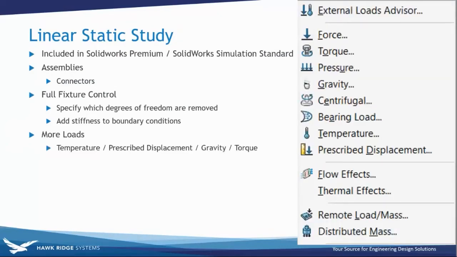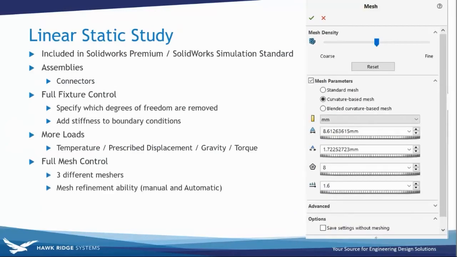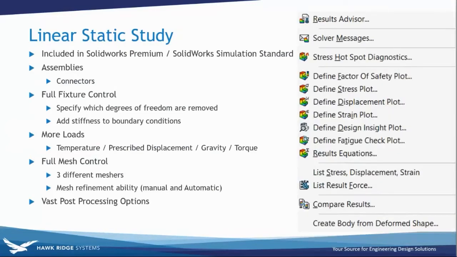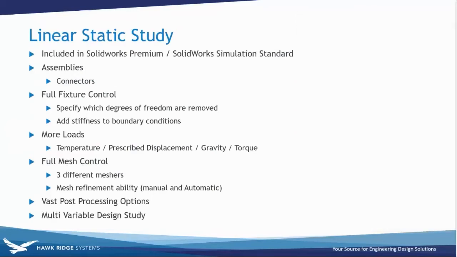Additional loading types are available, like temperature, prescribed displacement, gravity, torque, and you can even replace the weight of bodies with an equivalent force. There are 3 meshes available that have the ability to selectively and automatically refine your mesh. And there is a huge range of post-processing to solve almost any engineering problem, and you can even use a product design insight plot to help optimize your products. And finally, you can do multivariable design studies where you can manipulate dimensions, material properties, and boundary conditions to really hone in and optimize your designs.